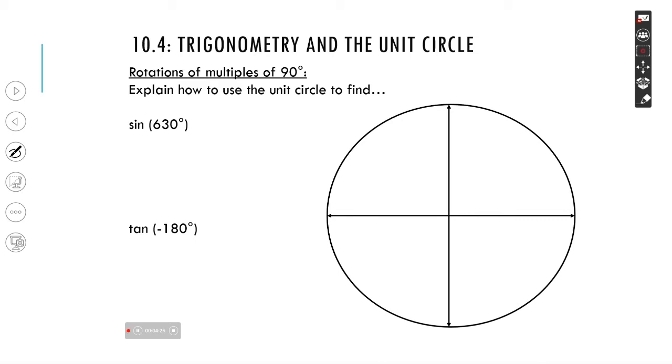So 630 degrees. But we always start here at 1, 0, which is 0 degrees. We're going to go 90, 180, 270, 360, 450, 540, 630 degrees. So we end up right here. This is our terminal ray for our rotation. That's where we end up if we were rotating this.